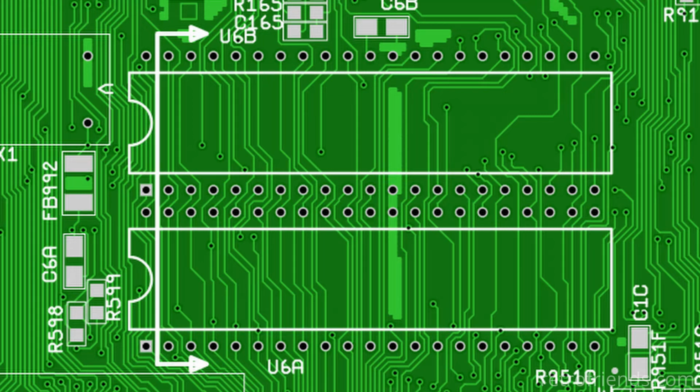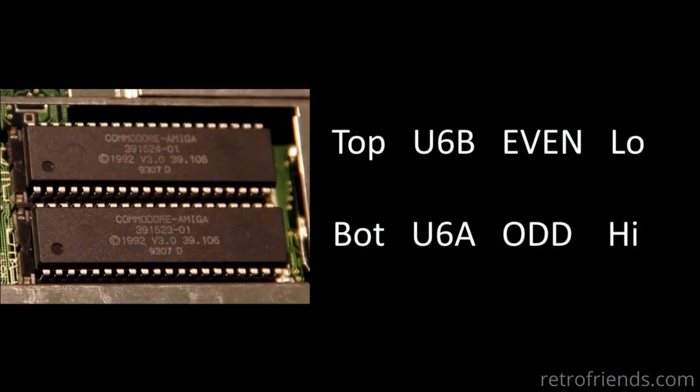Because there seems to be different terminology for distinguishing these chips, let me clear things up. The top socket, known as U6B, is for the chip that has the even words written to it, and is also known as low. The bottom socket, known as U6A, is for the chip that has the odd words written to it, and is also known as high. Sometimes people call them A and B, sometimes even and odd, sometimes low and high. Oh brother, at least now you know what matches what.